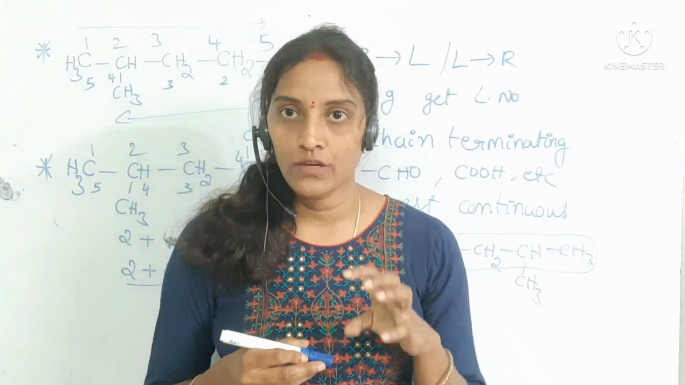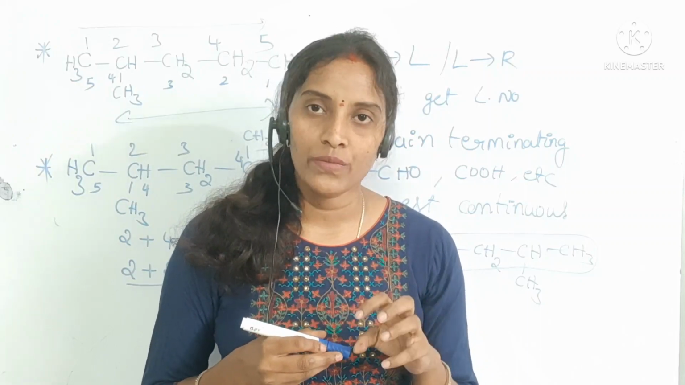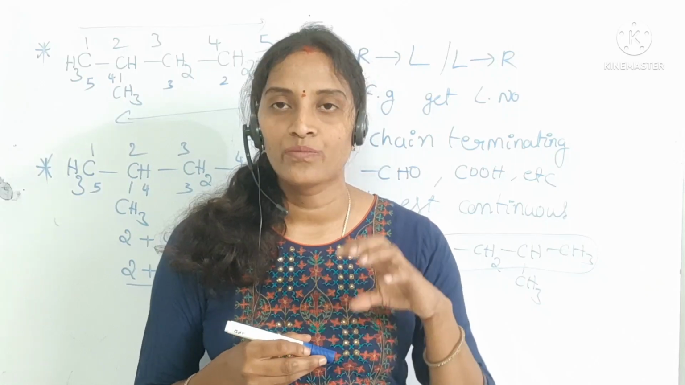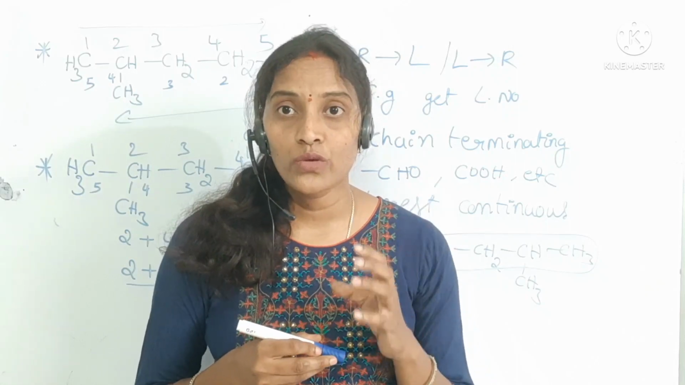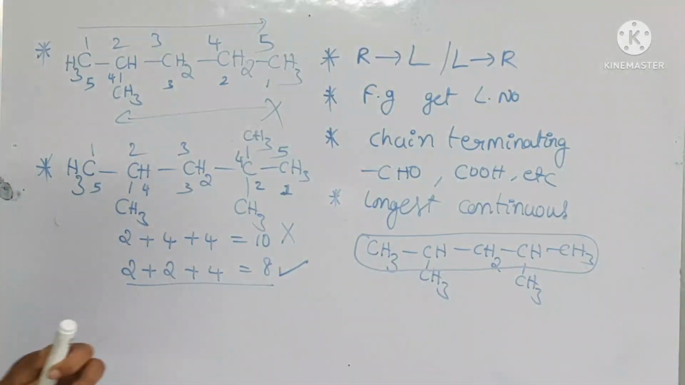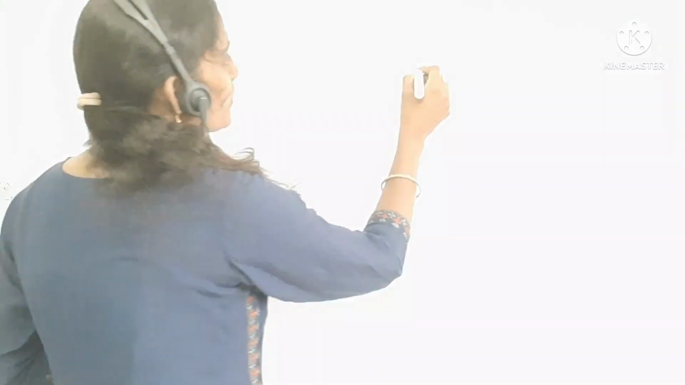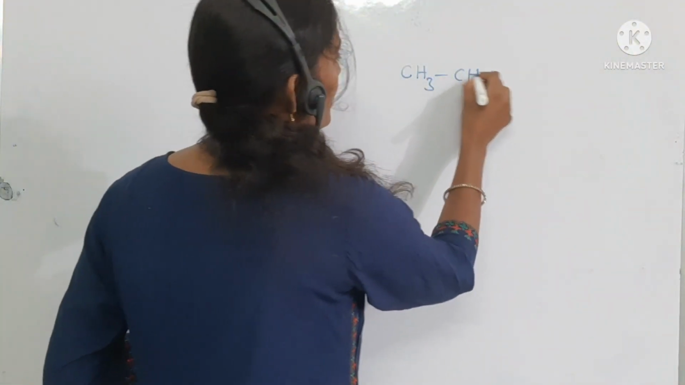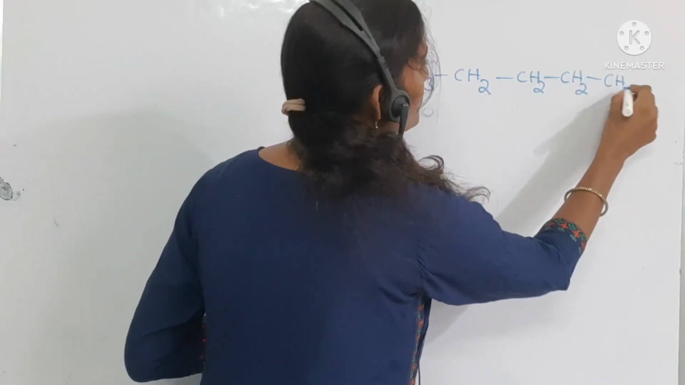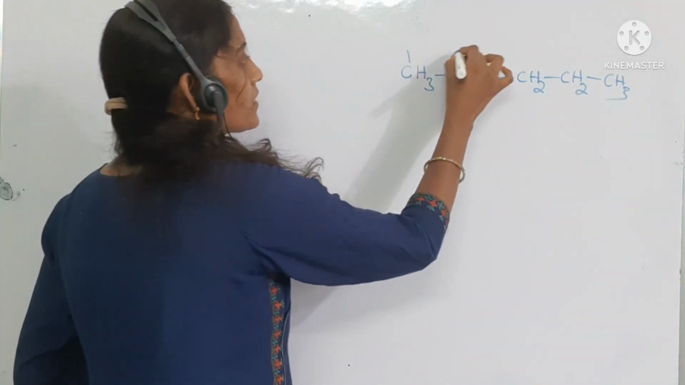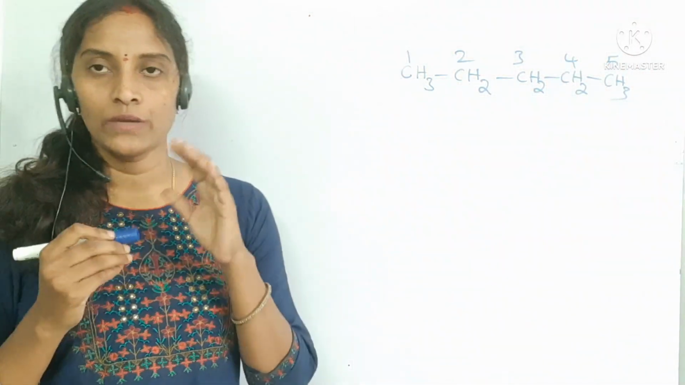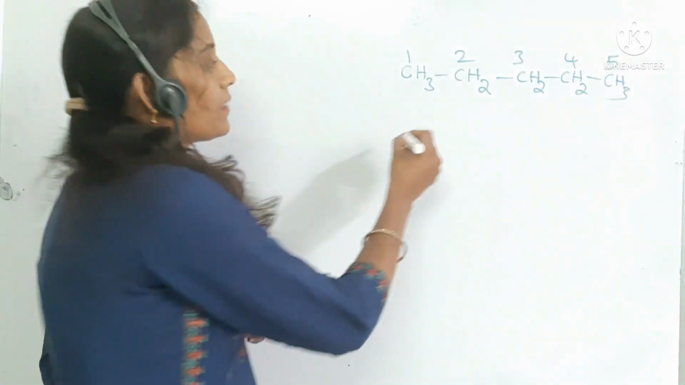These are the rules involved in numbering the carbon atoms of an organic molecule. Now we can see some examples of how to name an organic molecule. You can see some examples here. This is CH3, CH2, CH2, CH3, students. You can give numbering from right to left or left to right, 1, 2, 3, 4, 5. 5 means pent. Okay, this is the pent.